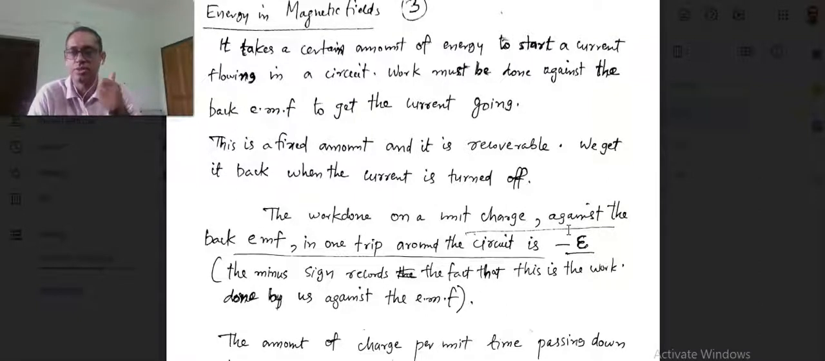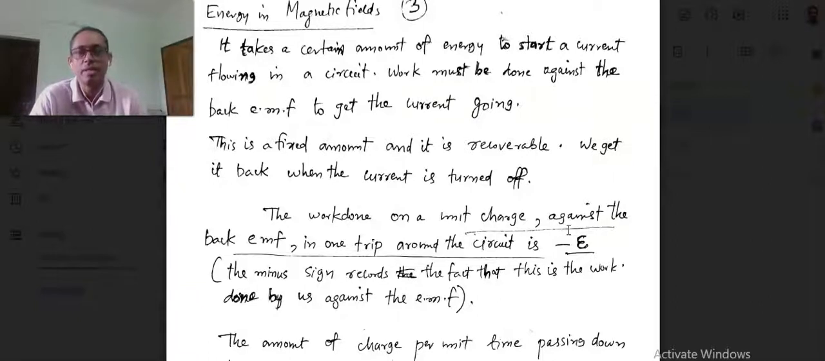That is, if we switch on a circuit and the current starts to flow through the circuit, at the same time back EMF will be developed. So a certain amount of work must be done, or energy is required, to start a current flowing in a circuit. That work must be done against the back EMF.